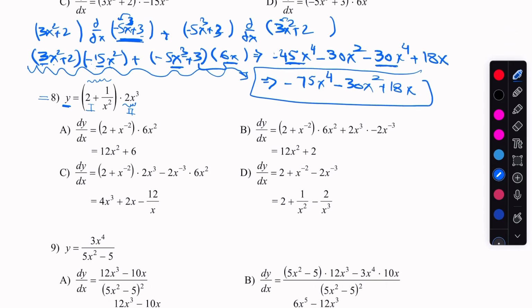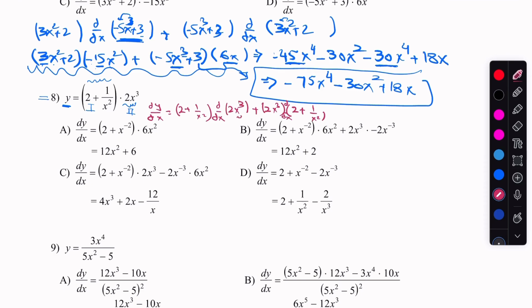The product rule will say that dy over dx will become: first function as it is, derivative of second, plus second function as it is, derivative of first, d by dx of first.